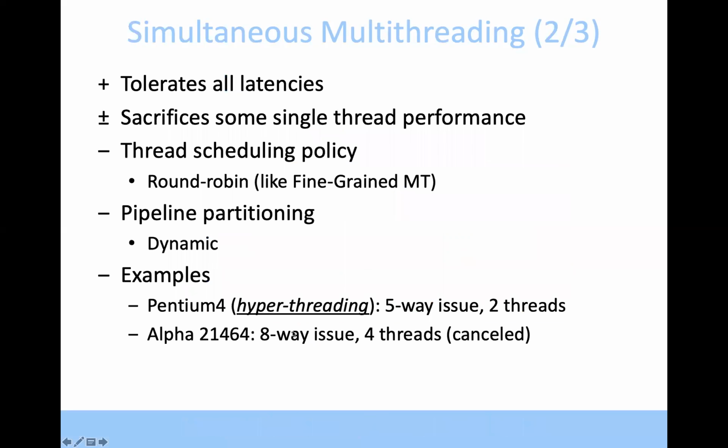So this typically gives you the best utilization. Again, because it's similar to fine-grained multi-threading, it tolerates all latencies. Its thread scheduling policy is kind of like round robin, but it's round robin with a readiness check in some sense. And this tends to be implemented as hyper-threading, as Sarah was asking, from the Pentium 4 era onwards, and the Alpha 21464, which was cancelled, was supposed to have this.